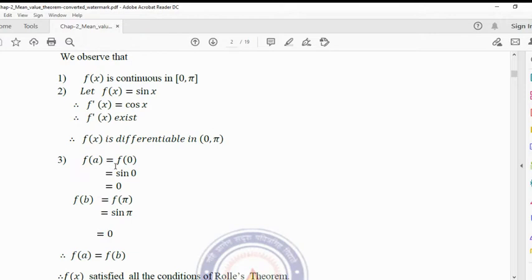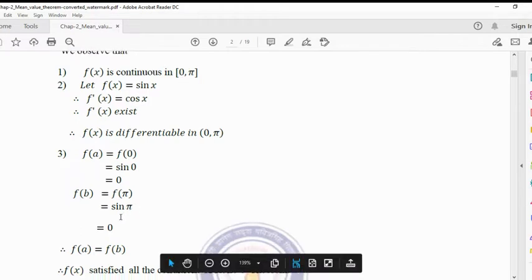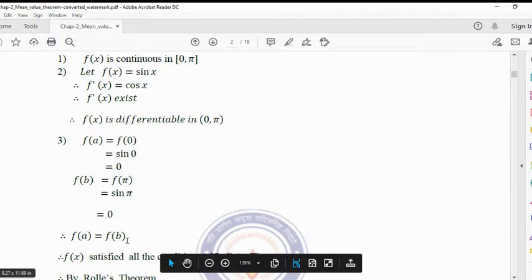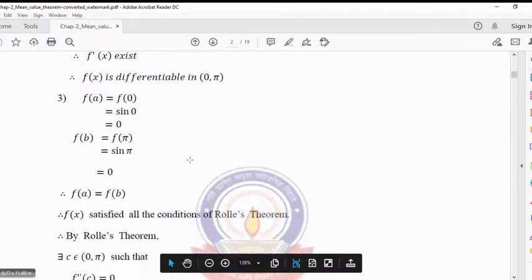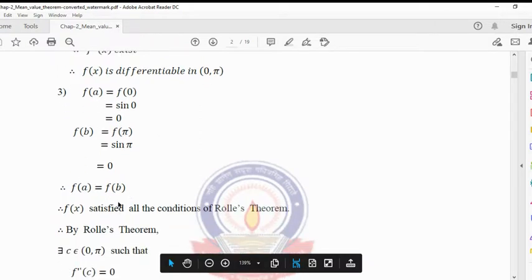What about f of a and f of b? Here a is 0. So f of a is nothing but f of 0, sin 0. Sin 0 is nothing but 0. So f of a is equal to 0. What about f of b? b is nothing but pi. So f of pi, that is sin pi. Sin pi is again 0. So f of a is equal to f of b. So all the three conditions of Rolle's theorem are satisfied.